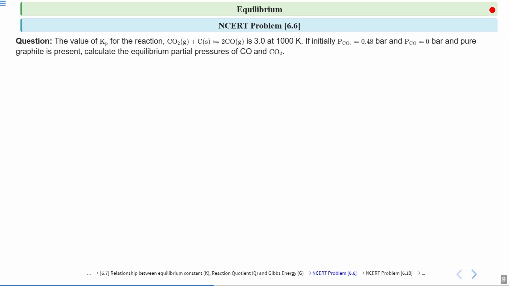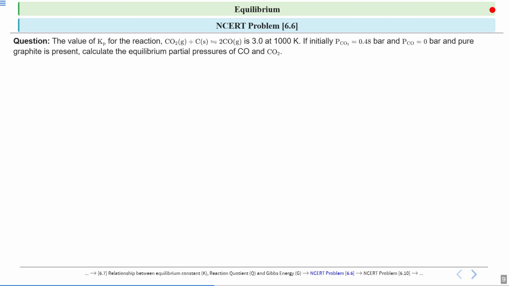Now we will try to do a question on the same. Here is the equation given, in which carbon dioxide reacts with carbon to give 2 moles of carbon monoxide, and the Kc value is given as 3. Now, if you do this whole reaction at 1000 Kelvin, keeping the pressure of carbon dioxide as 0.42 and the pressure of CO as 0, you have to calculate the equilibrium partial pressures of carbon monoxide and carbon dioxide. Remember, if carbon monoxide has an initial pressure of 0, that means no traces of carbon monoxide are present in the initial phase.